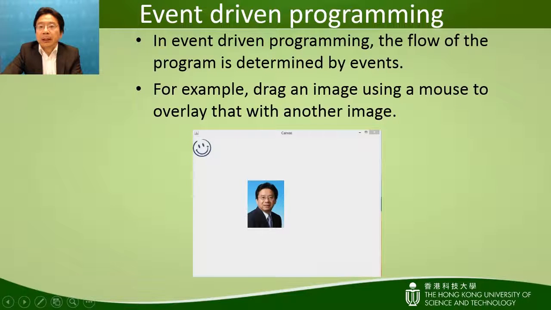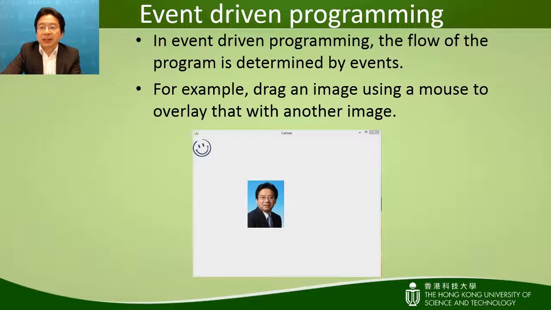In general, event-driven programming is a programming paradigm in which the flow of the program is determined by events such as mouse click, mouse press, messages from another program, or sensor outputs. Event-driven programming is especially useful in graphical user interfaces.